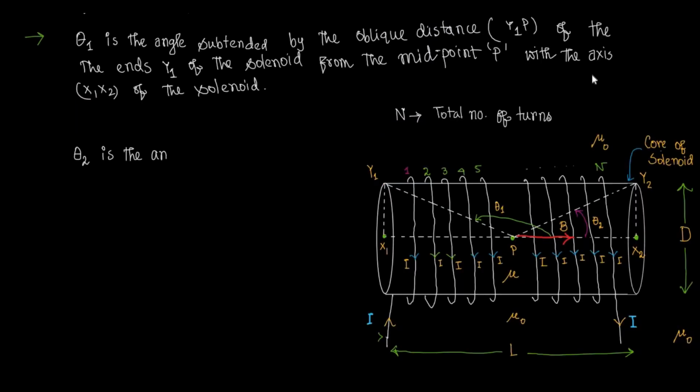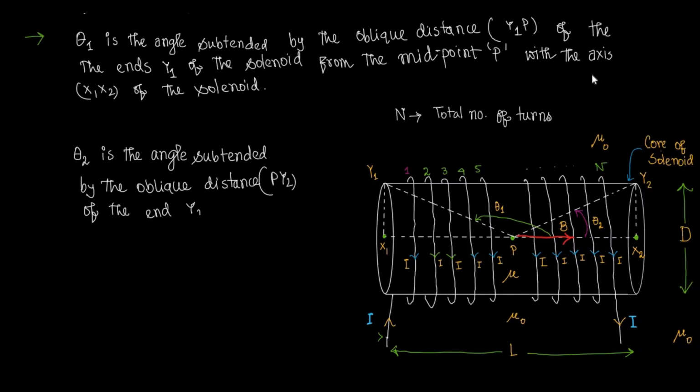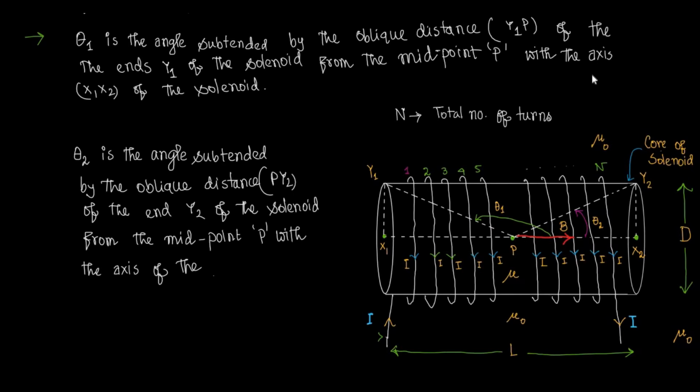Similarly, theta 2 is the angle subtended by the other oblique distance y2p or py2 of the end y2 of the solenoid, from the midpoint P with the axis of the solenoid.